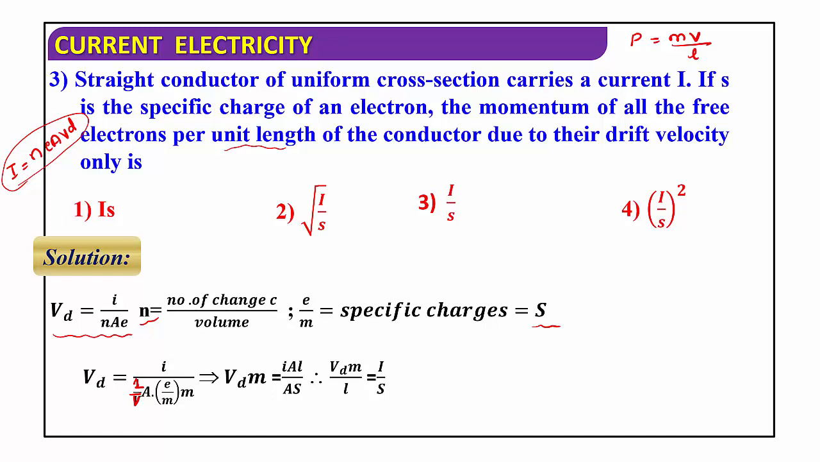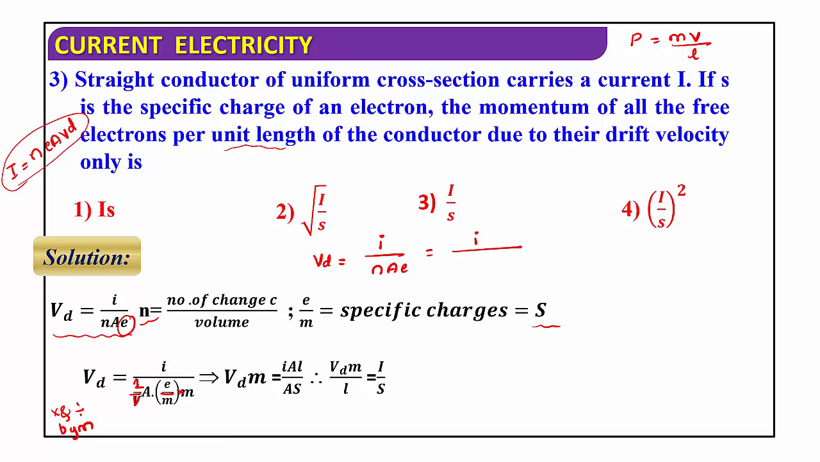Then in place of E, the charge of the electron, they have given E. So now multiply and divide by M. Here multiply and divide by M. Now this equation can be written as Vd. You can observe here, again I am going to simplify in an easy manner. Drift velocity equals I divided by NAE. So I keep it as it is.